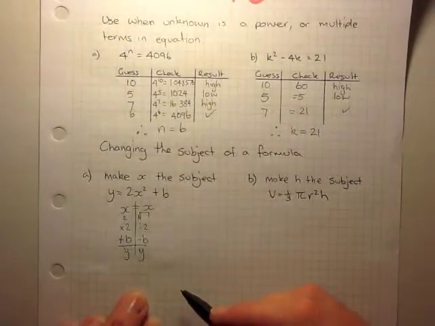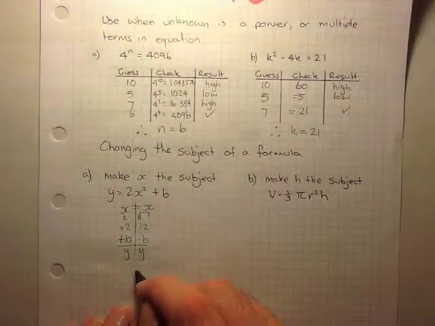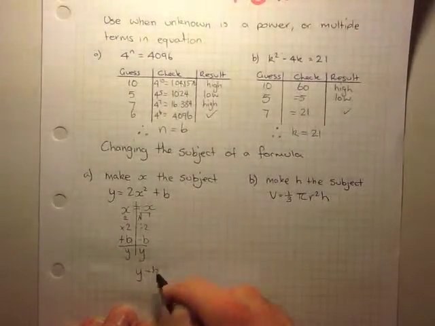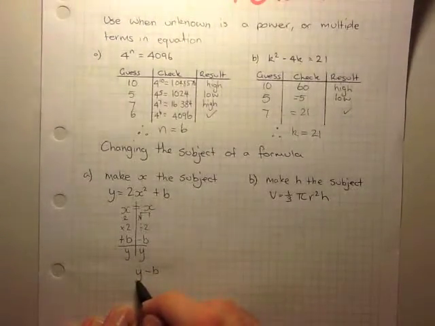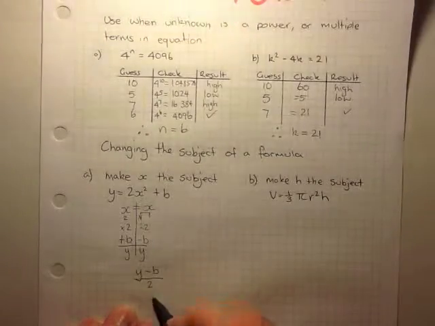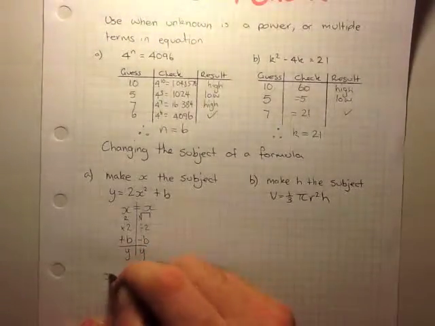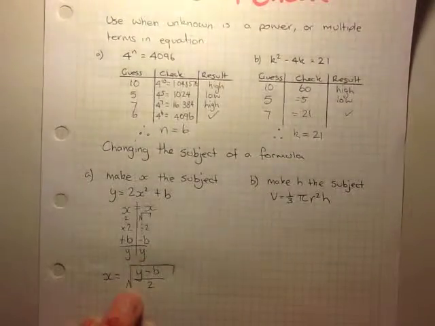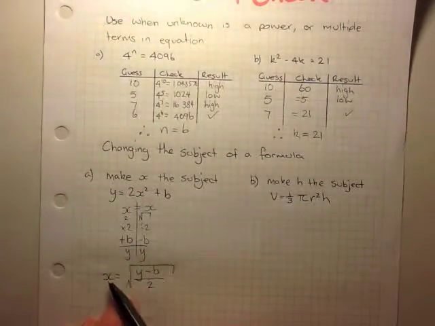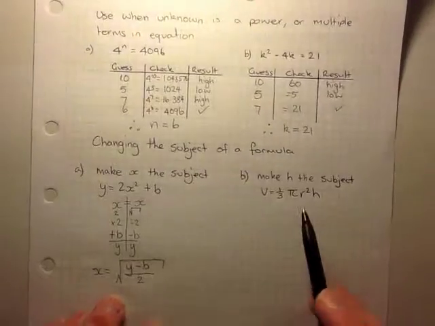What I need to do now is rewrite that. I need to do y minus b divided by 2. And then I need to find the square root of all of that. There, I've just rearranged the formula to make x my subject.